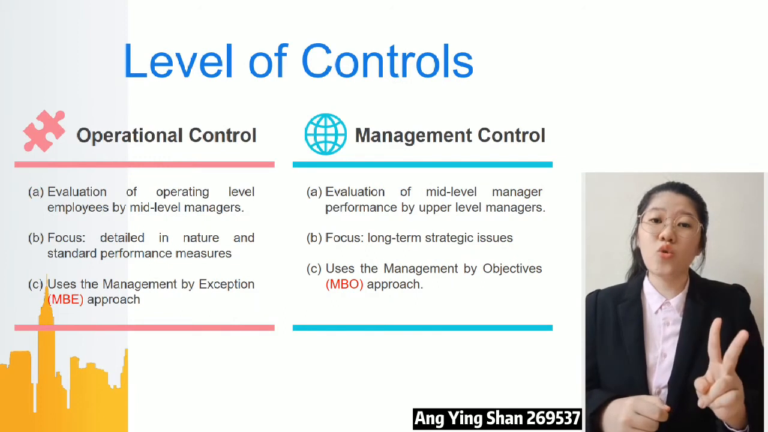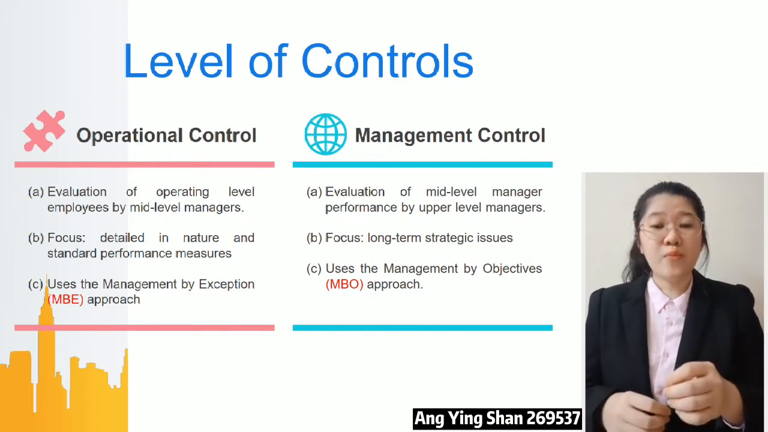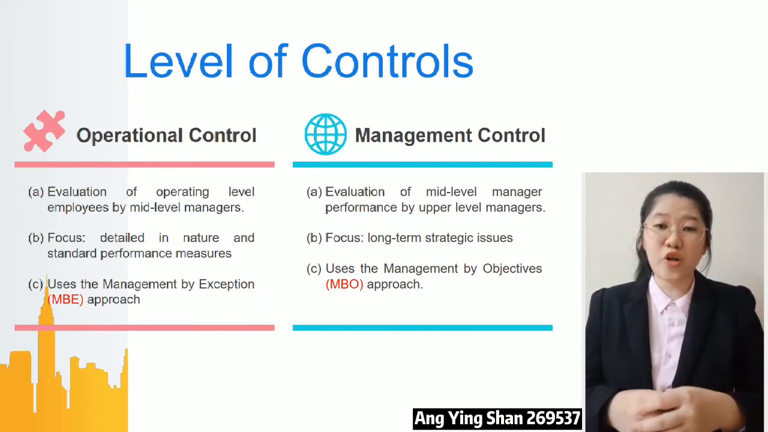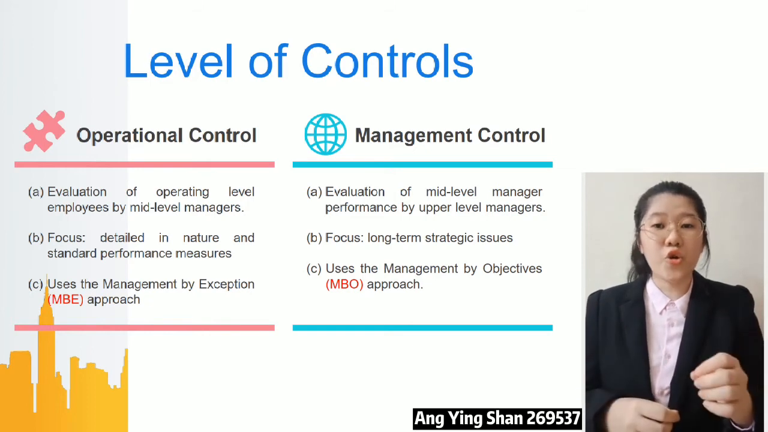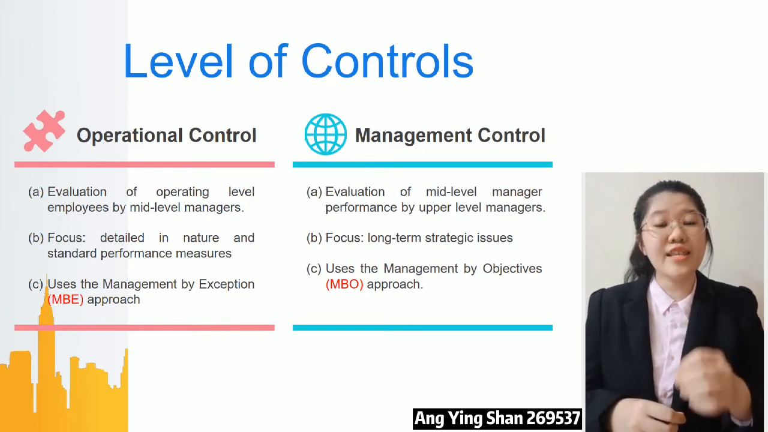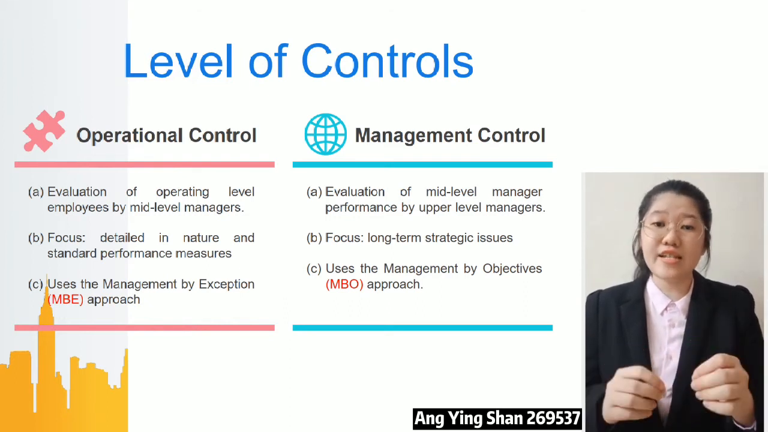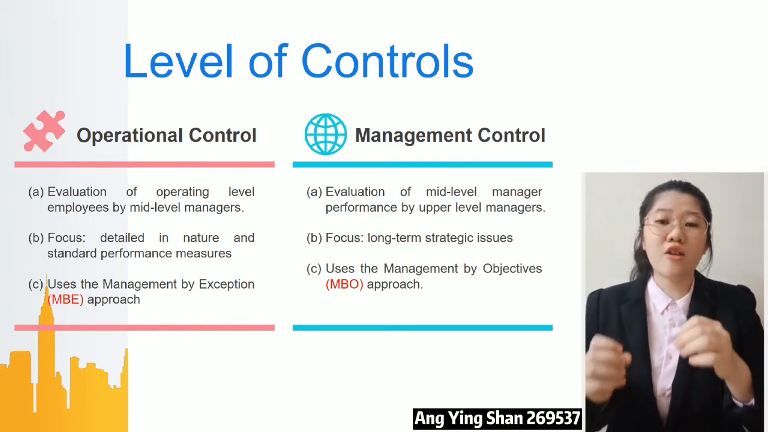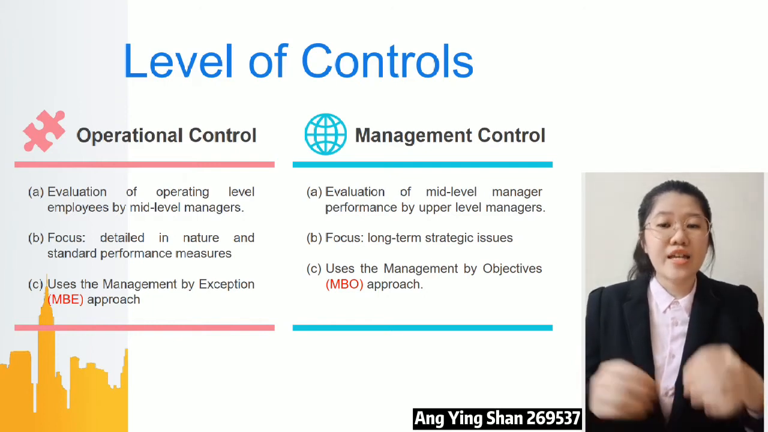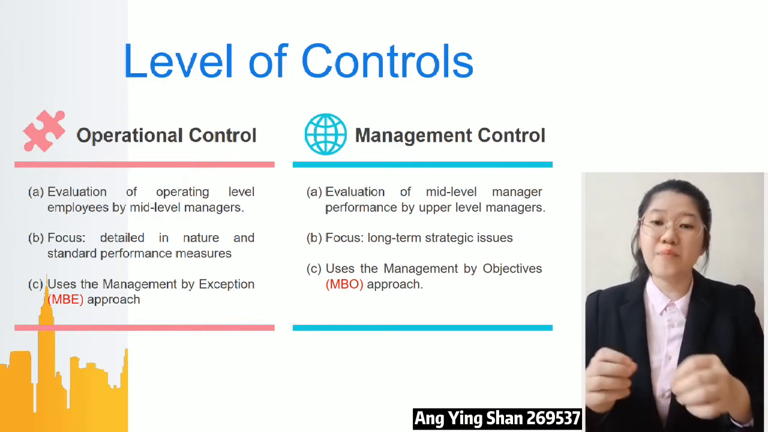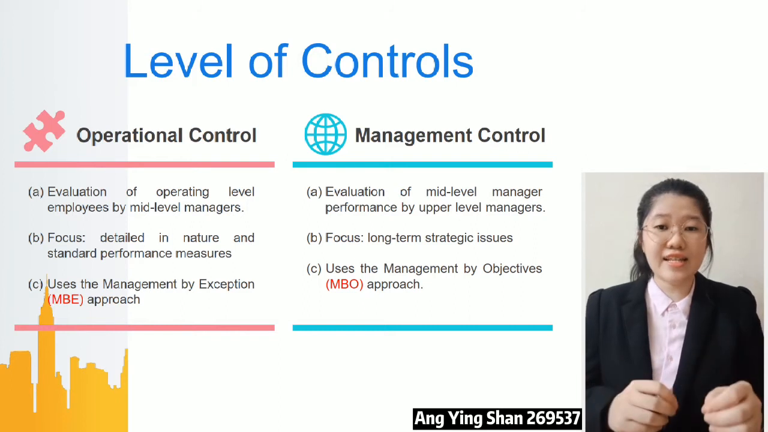Moreover, there are two levels of control, namely operational control and management control. Operational control is the evaluation of operating level employees by mid-level managers, and the focus is detailed in nature and on standard performance measures. It uses the management by exception, MBE, approach, such as variance analysis.